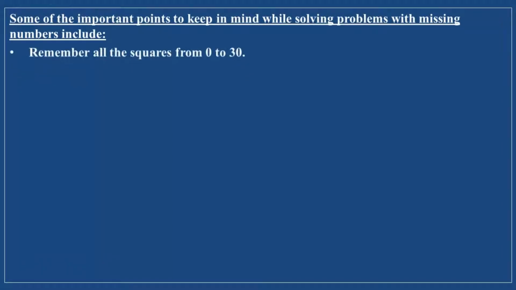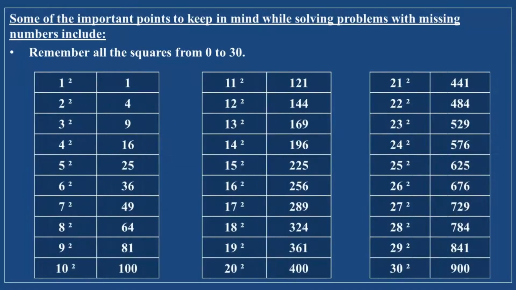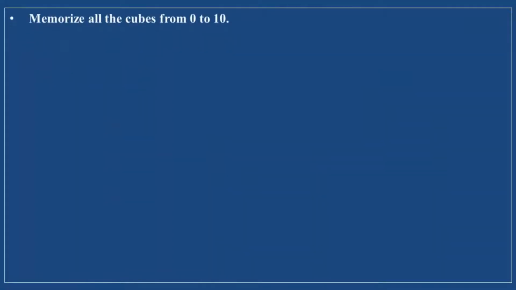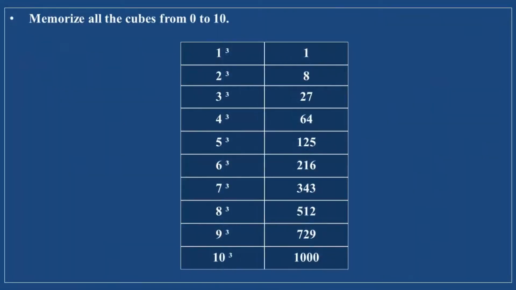Some of the important points to keep in mind while solving problems with missing numbers include: remember all the squares from 0 to 30. The given table shows the square numbers from 0 to 30. Memorize all the cubes from 0 to 10. Cube numbers from 0 to 10 are given in the table here.